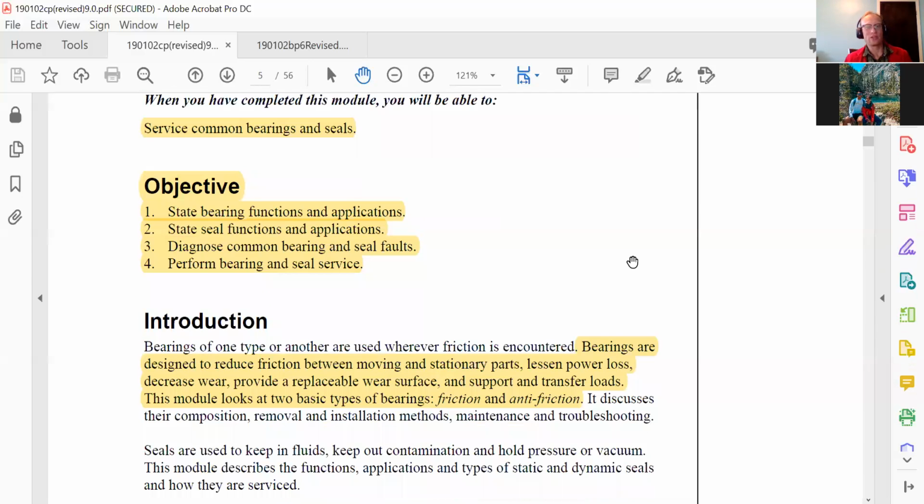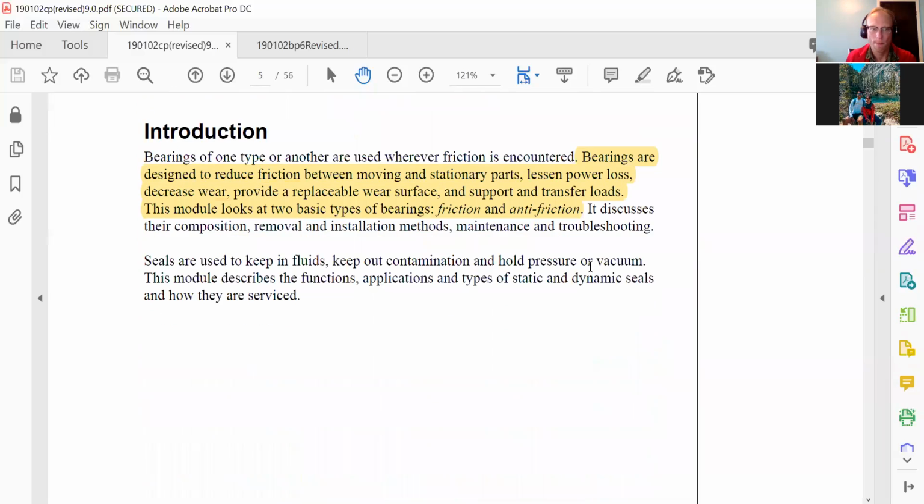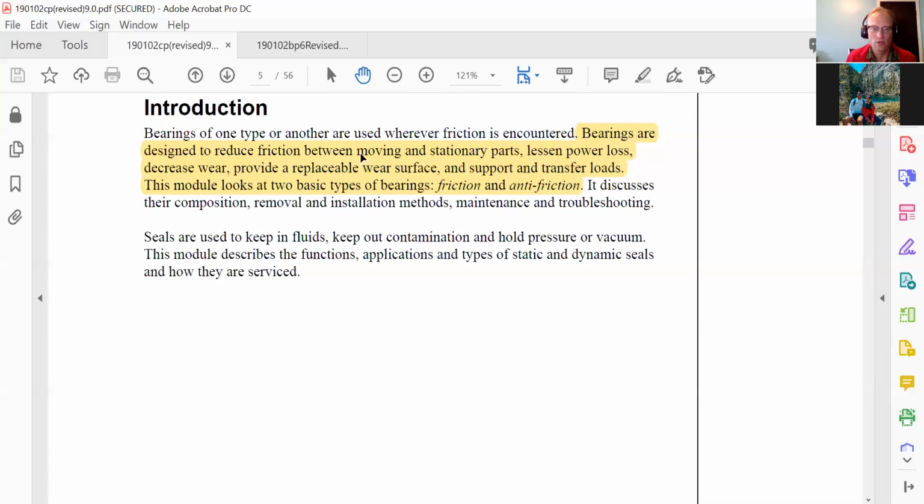All right, what are we going to talk about? Talking about bearings and seals, we're going to learn how to service them, but we need to know their functions and applications, the functions and applications of seals, and then we'll talk about some of the common faults with bearings and seals and how to service them. So what does a bearing do? Bearings are designed to reduce friction between moving and stationary parts, lessen power loss, decrease wear, provide a replaceable wear surface, and support and transfer loads.